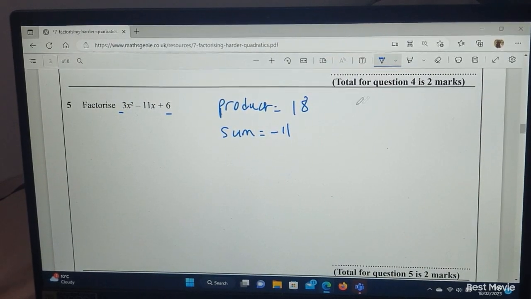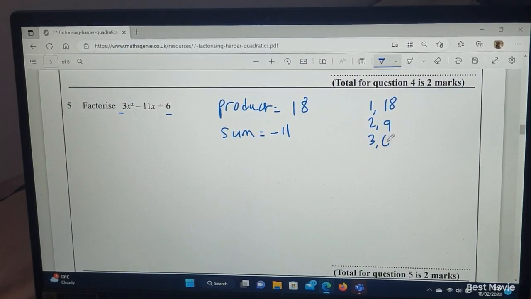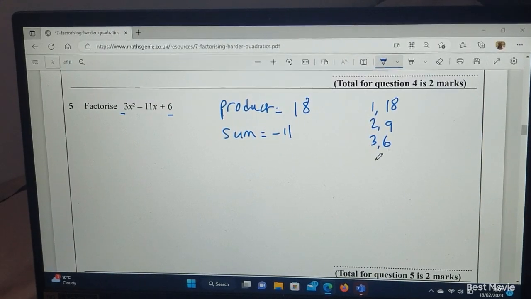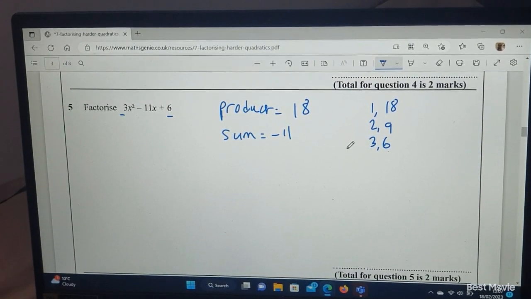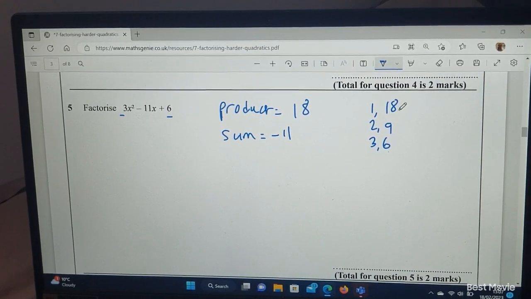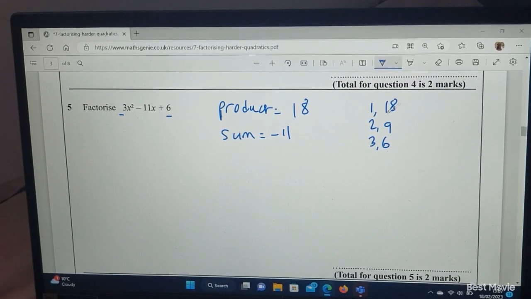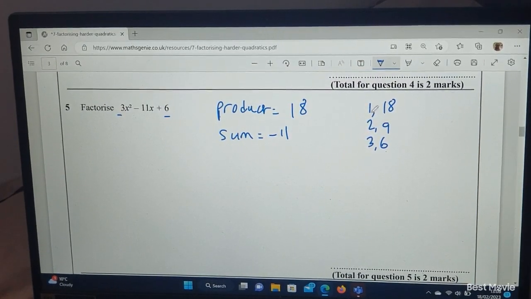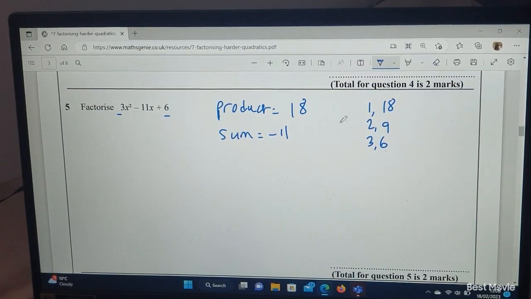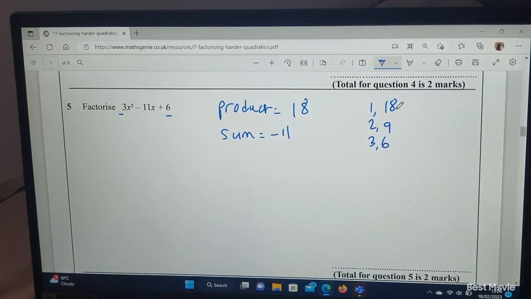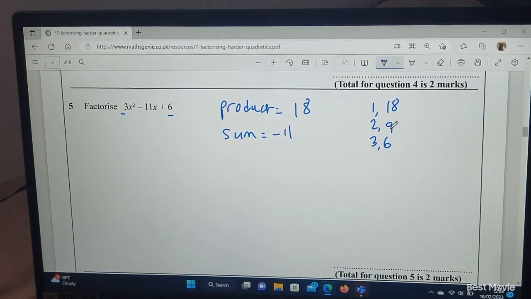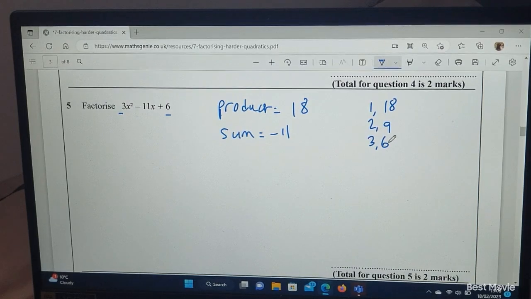So to get 18, I've got 1 and 18, 2 and 9, 3 and 6. When you multiply these numbers, you'll get 18. Then, just checking I haven't missed any. Yep. And then I need to check which of these numbers will get me to 11. I want minus 11, but I can check for positive values first and then tweak it for what I need. So 1 and 18 is not going to get me to 11. 2 and 9, 3 and 6.